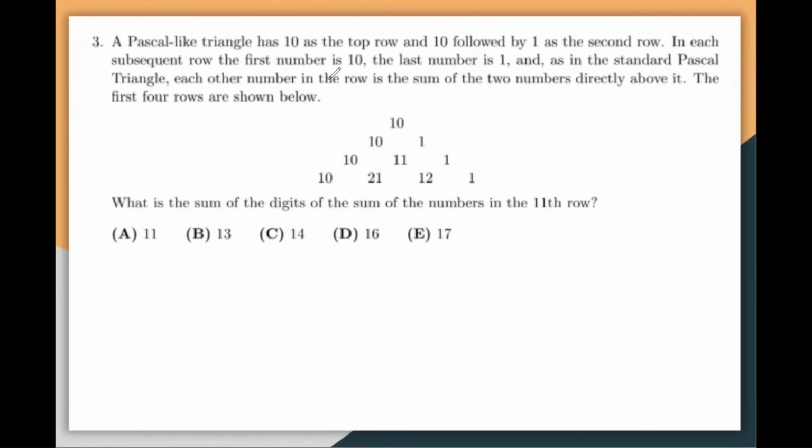Okay, number 3. The Pascal-like triangle has 10 as the top row and 10 followed by 1 as the second row. In each subsequent row, the first number is 10 and the last number is 1. As in the standard Pascal triangle, each number in the row is the sum of the two numbers directly above it. The only difference is the starting numbers: the first number is 10 instead of 1, and the last number is still 1. We want to find the sum of the numbers in the 11th row. So let's start with adding first.